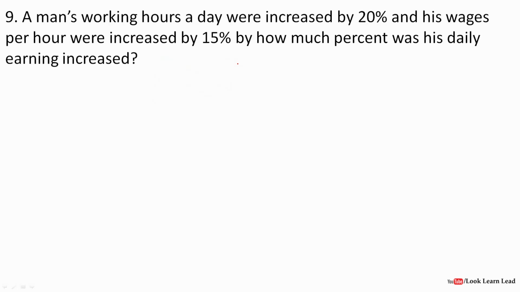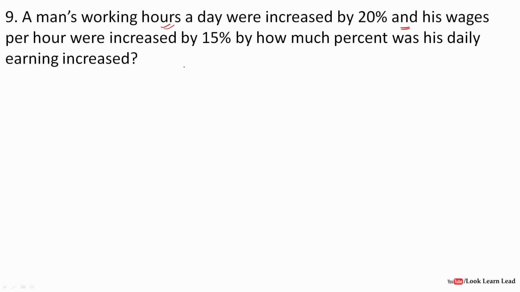A man's working hours a day were increased by 20%, and his wages per hour were increased by 15%. So working hours is also increased, wages is also increased. By how much percent did his daily earning increase? So when these types of questions are there, daily earning is equal to working hours, how many hours the man has worked, into the wages per hour. So that would be equal to our earning.